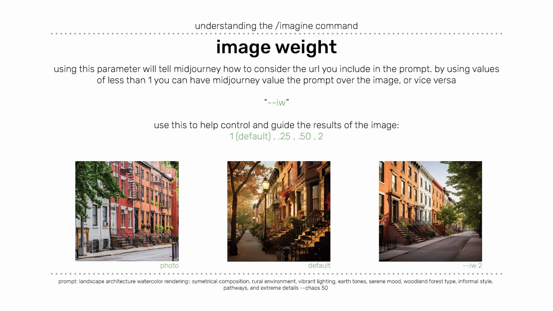Next is dash dash IW or image weight. This will be used with our image URLs to tell Midjourney how important that image is with our prompt creation. We can use 0.25, 0.5, 1, or 2, and the default is 1. This can be really helpful if you're having issues with Midjourney taking that initial image that you included too literally, or if it's not doing it enough.